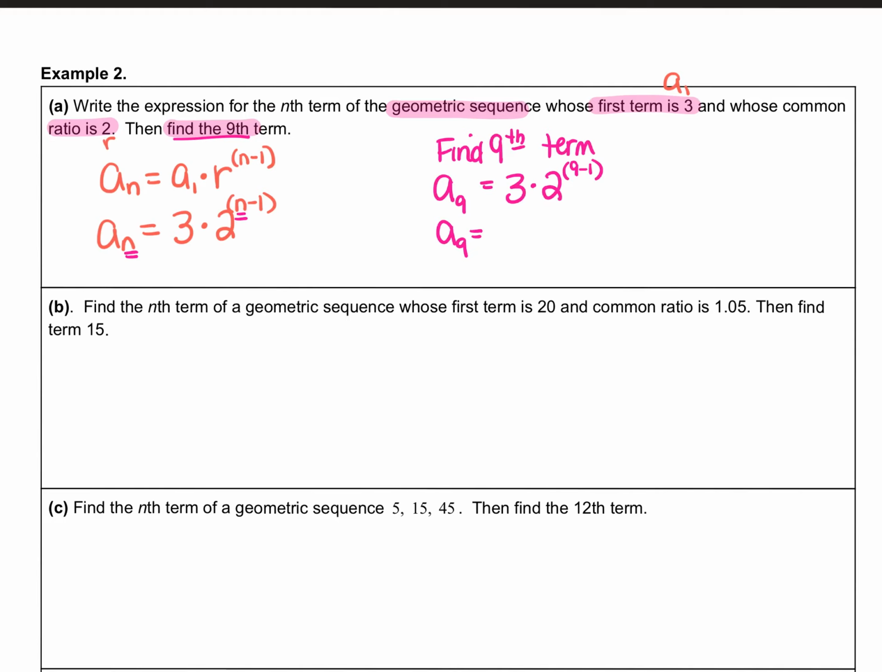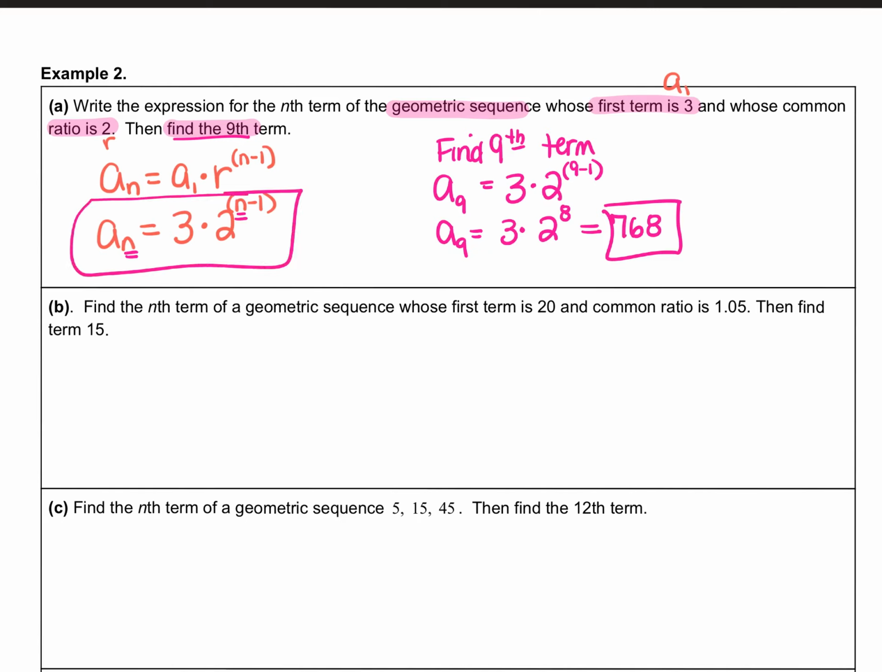And then we just have to do a little bit of evaluation here. So 3 times 2 to the 8th power. Go ahead and grab your calculators, and you're going to get 768. So the 9th term is 768, and this is the nth term.